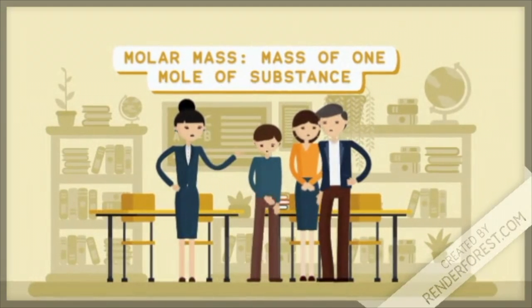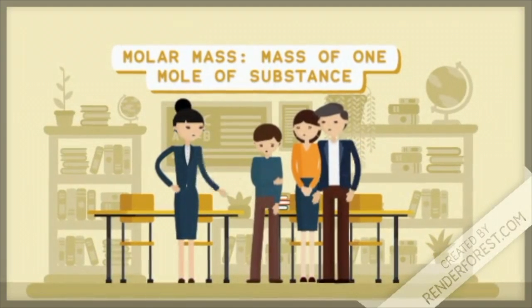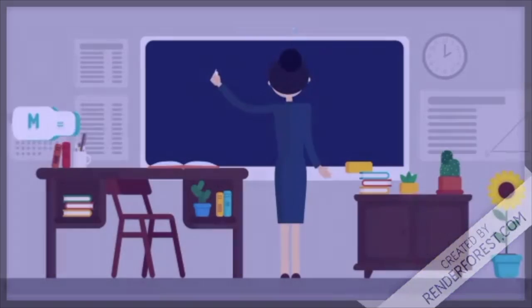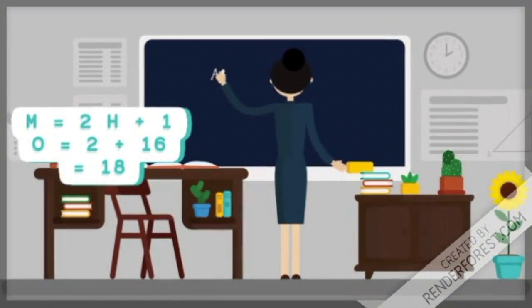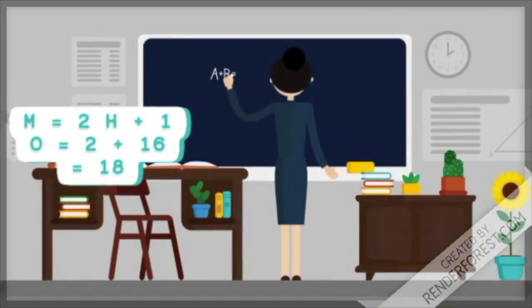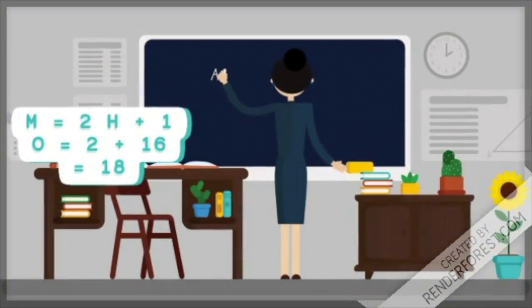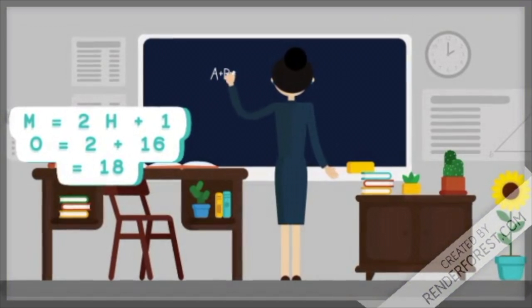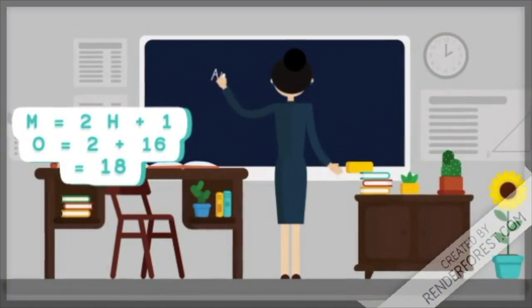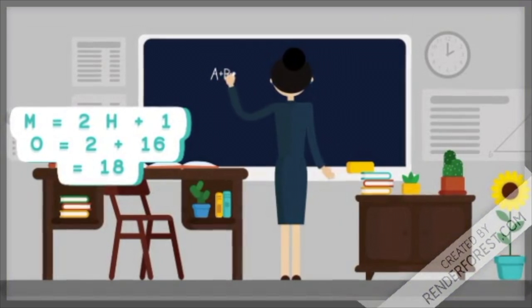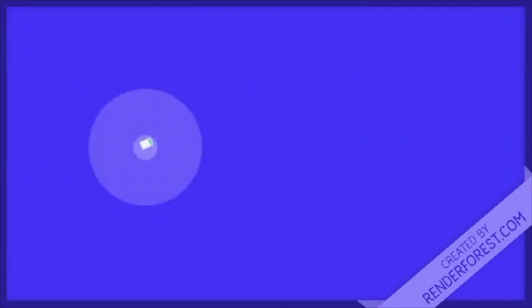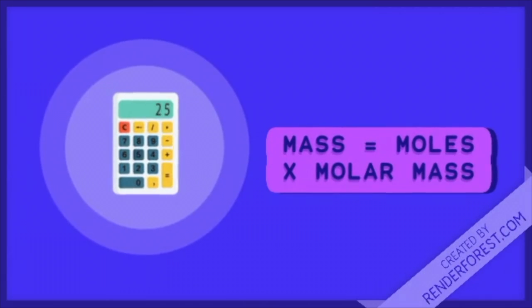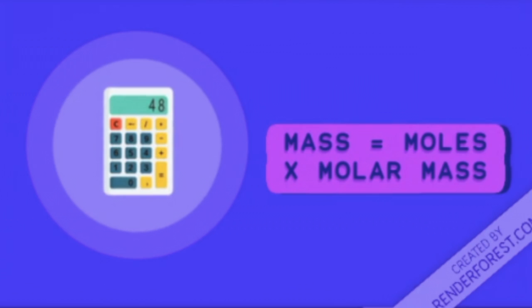Take water as an example. 2 hydrogen atoms and 1 oxygen atom make up a water molecule. So the molar mass of water is the sum of the atomic mass of 2 hydrogen atoms, which is 2, and 1 oxygen atom, which is 16, which is in total approximately 18. And the mass of the substance can be calculated by the moles of the substance times its molar mass. In this case, the mass of 1 mole of water is calculated to be 18 grams.